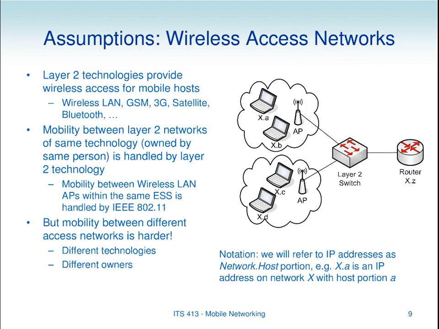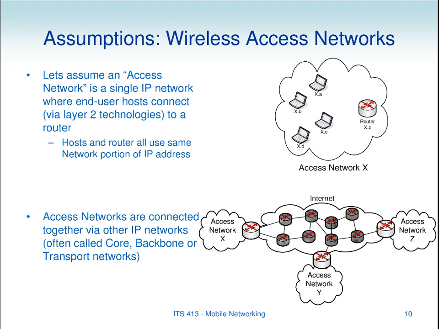So instead of me drawing these access points and switches, let's just represent it as just one cloud. Call it access network X. And somehow these hosts are attached to the router. From our perspective, we don't care whether it's Wi-Fi, whether it's 3G, but some technology allows us to connect X.A, B, C, and D to the router. That's one access network or subnet. And then our internet is made up of multiple access networks joined via one or more core networks. In this small diagram, I've got one core network here.